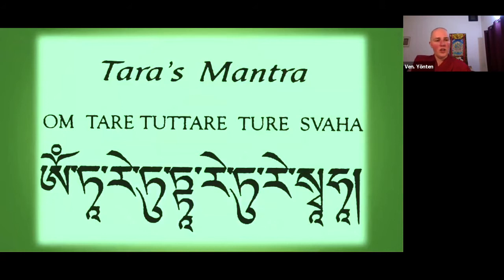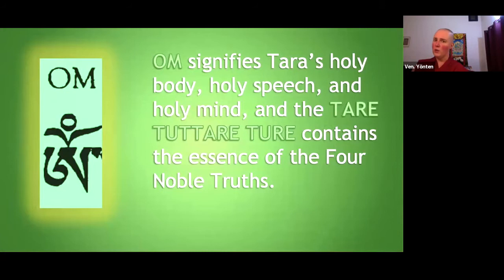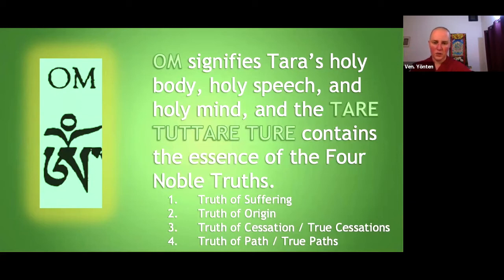And so just straight across, Om Tare Tuttare Ture Soha. Om signifies Tara's holy body, holy speech, and holy mind. And the Tare Tuttare Ture contains the essence of the Four Noble Truths: truth of suffering, truth of origin, truth of cessation, truth of path. So in a nutshell, it means the way to enlightenment is to understand the Four Noble Truths, to abandon the first two and develop the second two. That's the summary explanation, but then each one has detail.